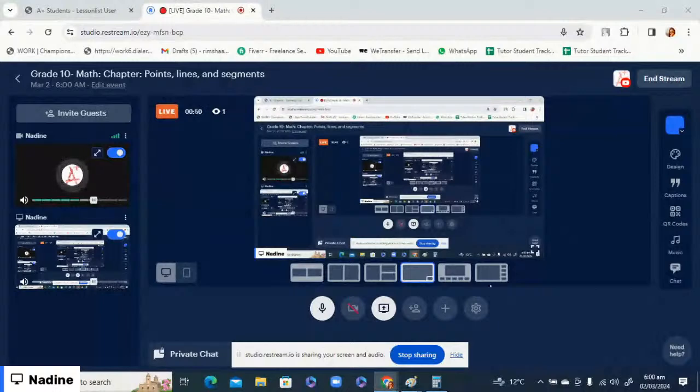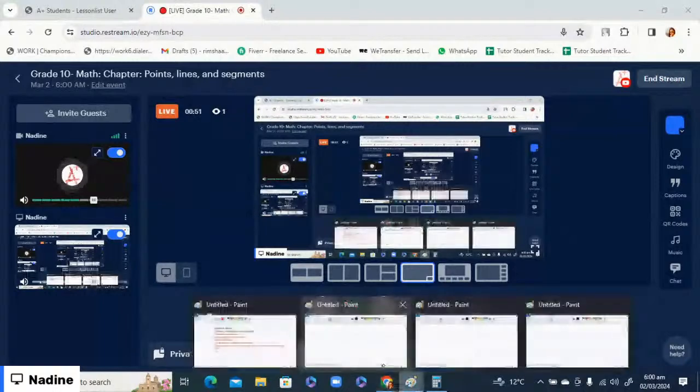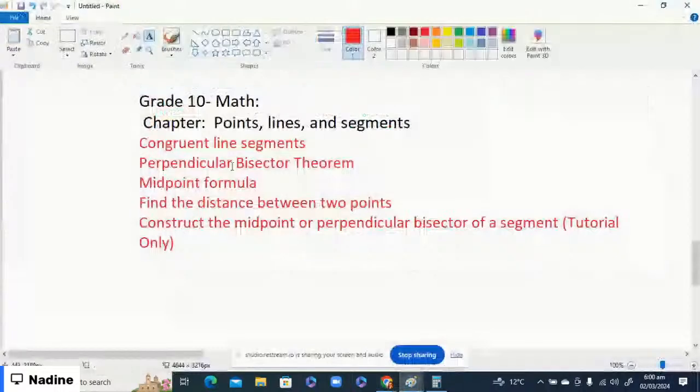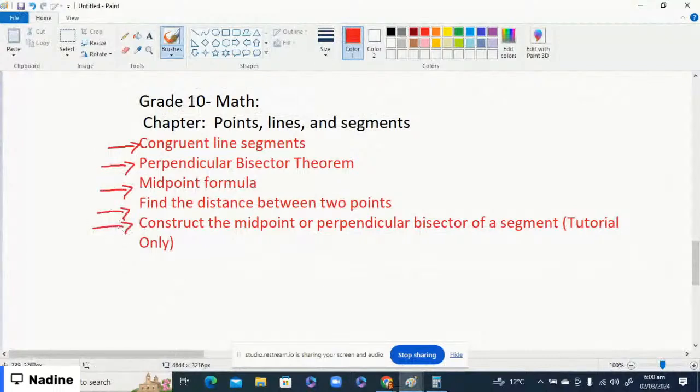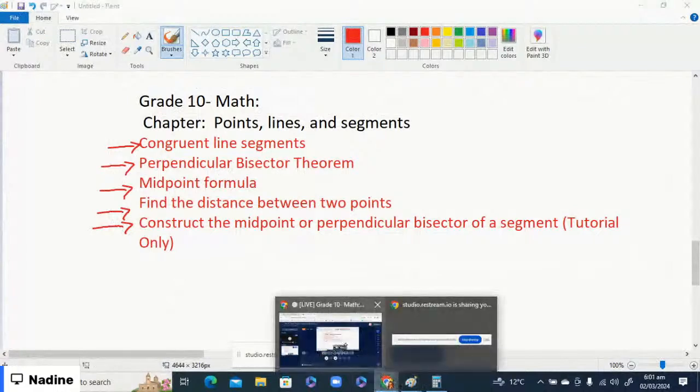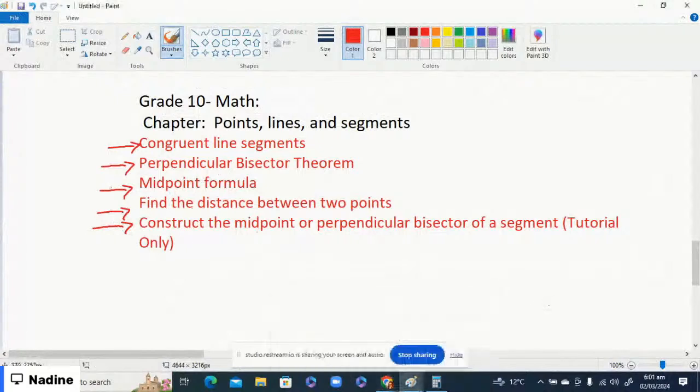So today we will discuss grade 10 maths. The chapter name is Points, Lines and Segments. These are the names of the lessons: congruent line segments, perpendicular and bisector theorem, the midpoint formula, find the distance between two points, and construct the midpoints or perpendicular bisectors of segments. This is basically the chapters and the lessons. You can check it out.